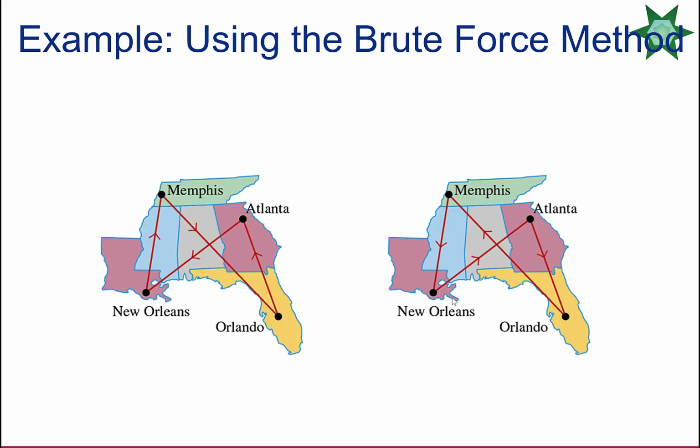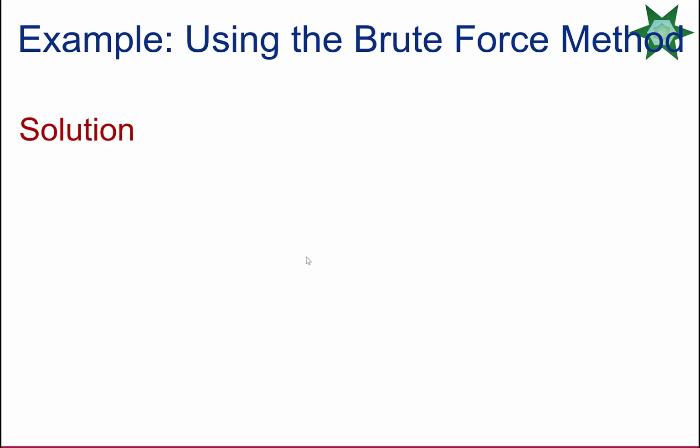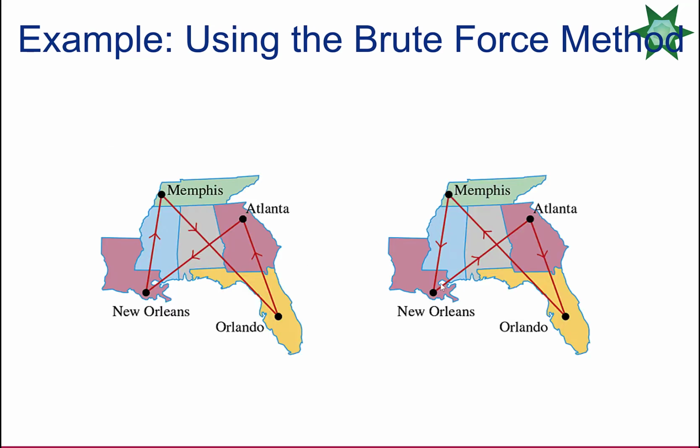And these are shown on this map here. So here we start in Orlando, we go to Atlanta, New Orleans, Memphis, back to Orlando, or we reverse the trip. We go from Orlando to Memphis to New Orleans to Atlanta and back to Orlando. So those would be the minimal cost, the optimal solution for Priya to visit those cities.